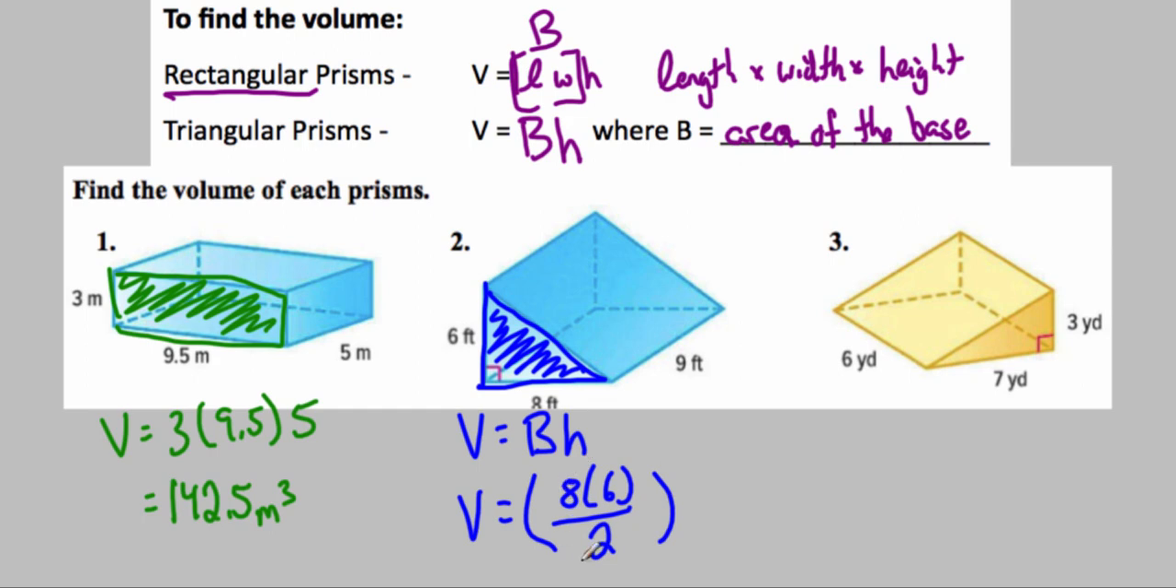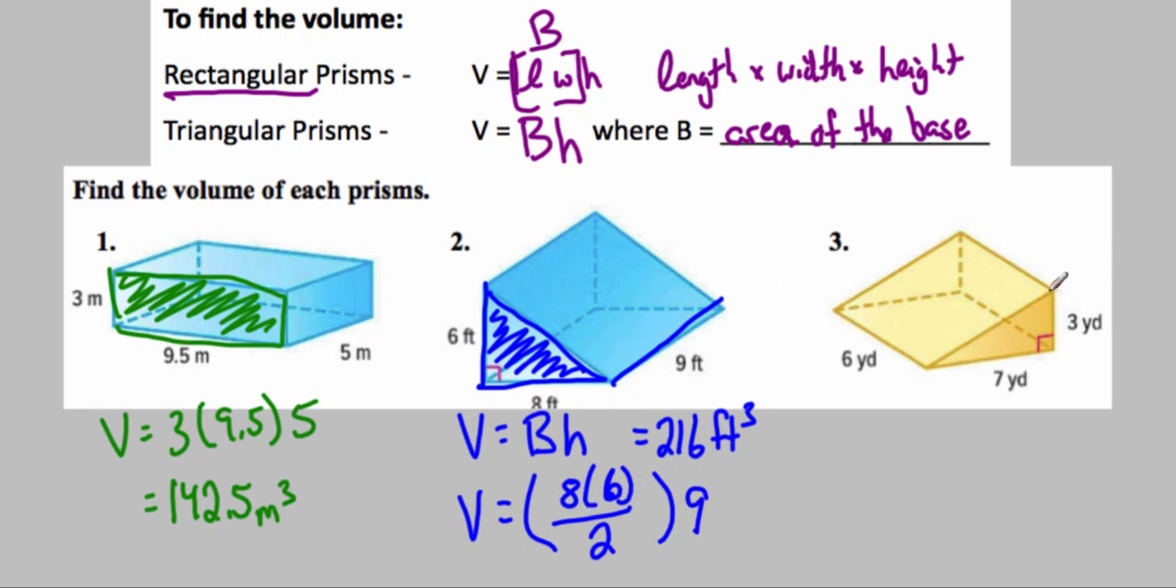So basically we did all the work for finding the area of the triangular front face, and then we multiply by our height, our distance going back. So we do 8 times 6 divided by 2 times 9, and we get a volume of 216 feet cubed, or cubic feet. So again, focus on the face, the base of the shape. What is it? How do I find its area? And then multiply times my height going back.